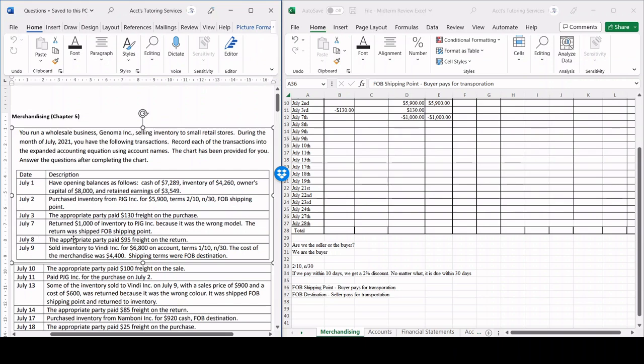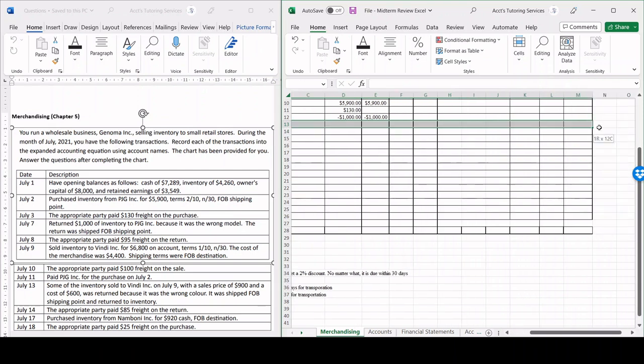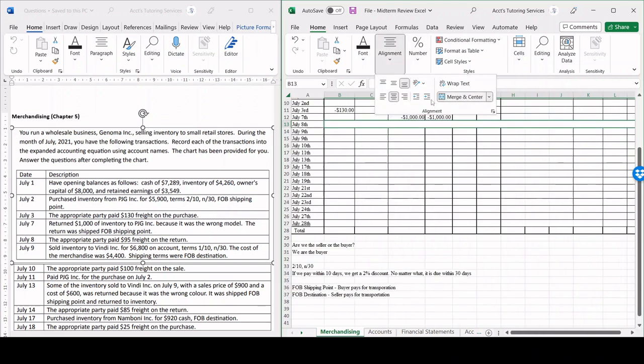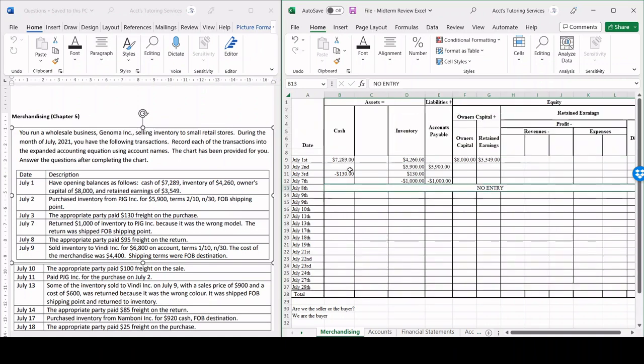So for July 8th, the appropriate party paid $95 freight on the return. Since the seller made a mistake, for us it's going to be no entry, because that's going to go under the seller's accounting cycle or the seller's chart.